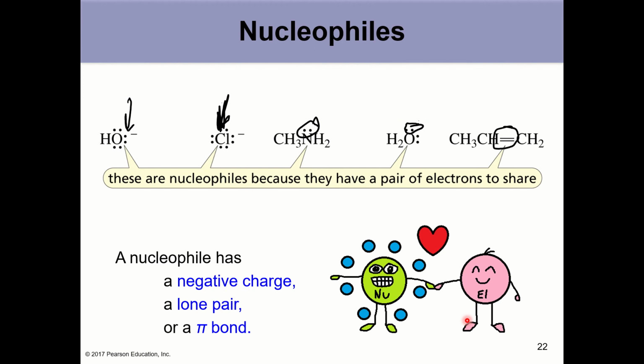Nucleophiles. Nucleophiles have a negative charge, a lone pair, or a pi bond. Examples of nucleophiles are listed above. Hydroxide ion, lone pairs and a negative charge. Chloride ion, lone pairs and a negative charge. Methylamine, lone pairs. Water, lone pairs. 1-propene, pi bond.